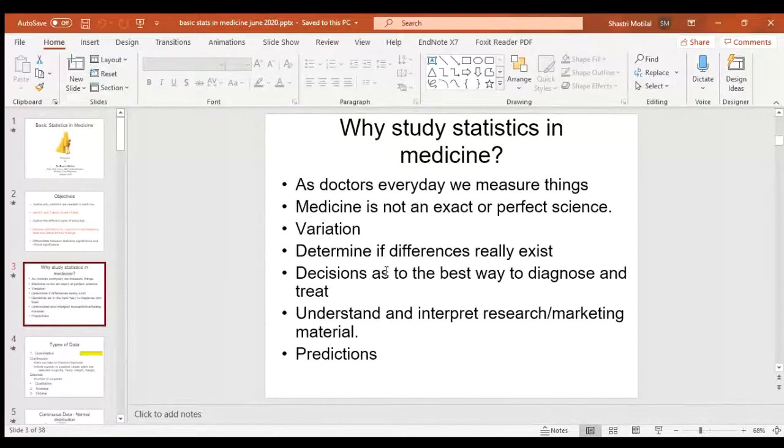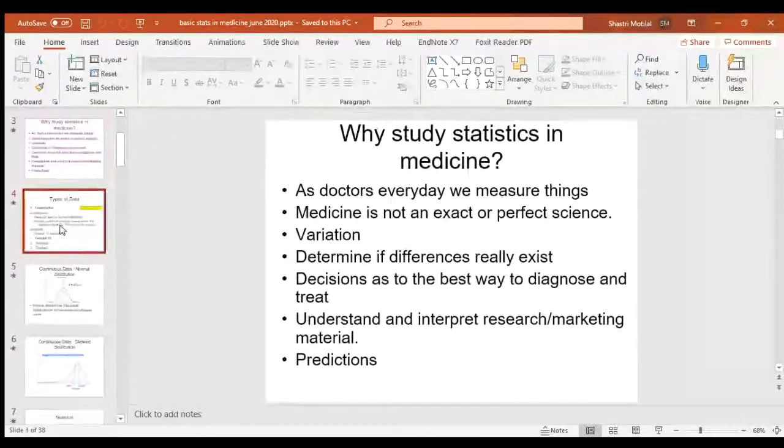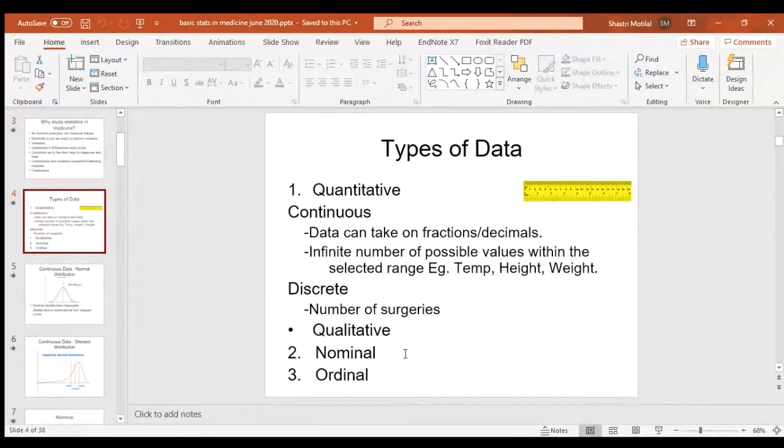Right? So we were saying these are the reasons why we need statistics in medicine. And as shown on the slide, these are the reasons that we just discussed. So the next big thing I want you all to get is data types, right? So types of data. Very easy, very simple.